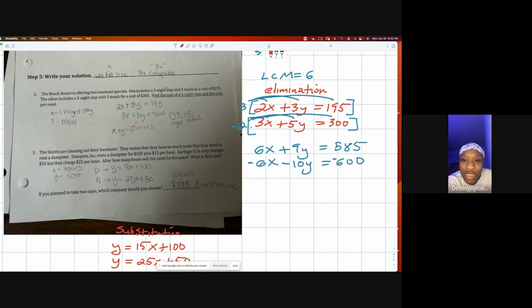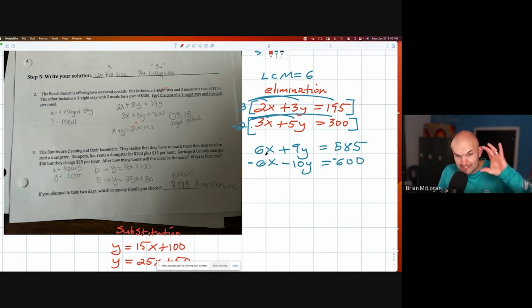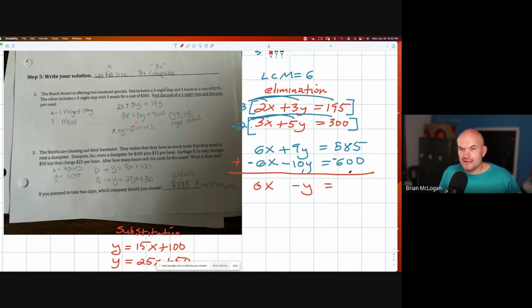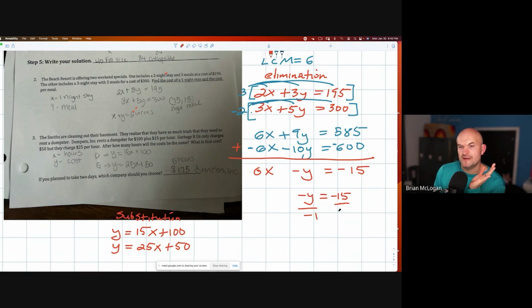Where is it at? I can't see that. Oh, right there. Okay, I see it now. Now I have the same number. One's positive, one's negative. Now I can add them up. When I do that, I get 0x. This is -y, and this is -15. Then you can just solve for y by dividing by -1. y is equal to a positive 15.